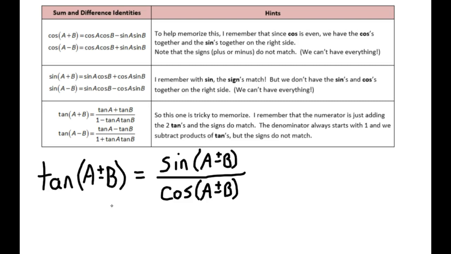That one may not be on your sheet, and we probably will go through and use that form of the identity more often. You don't have to write this down, but there are a few hints on here on how you can try to remember which signs correspond to which when talking about the cosine, sine, and tangent sum and difference identities.